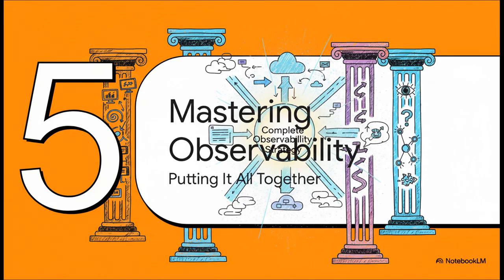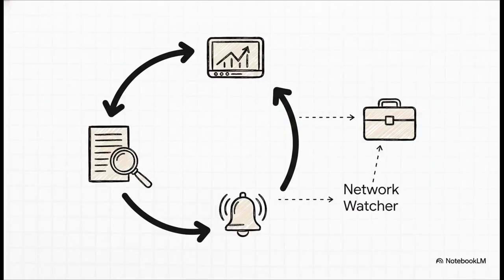Let's bring it all back together now and see how they create a single, complete observability strategy. Because the real power here isn't in any one tool. It's how they all work together. So metrics give you that high-level what's happening. Logs let you do the deep dive to find out why is it happening. Alerts give you the automated act on it now. And Network Watcher is your specialist for those tough, how is this all connected questions.